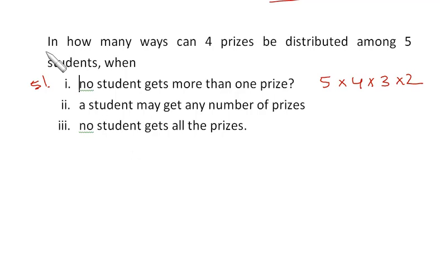Now see this. A student may get any number of prizes. Just see the difference. For the first prize, how many options do we have? 5. For the second prize, since a student may get any number of prizes, we still have 5 choices, right? For the third prize also we have 5 choices, and for the fourth prize also 5 choices. So in all it is 5 raised to 4, that means 625 ways, right? Now the third condition is that no student gets all the prizes.